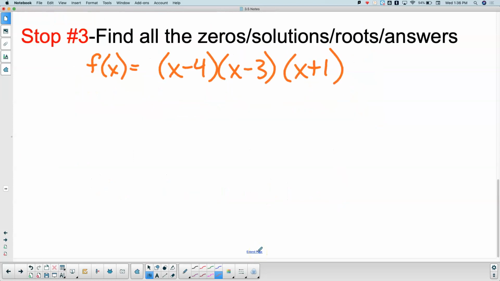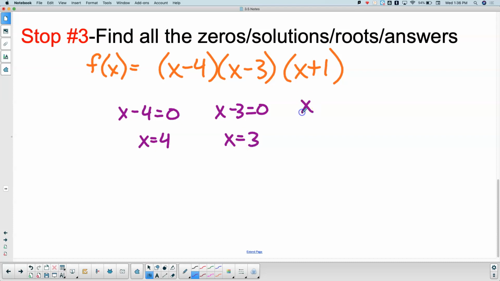And I'm going to say then, well, since it's completely factored, I can set the factors equal to 0. And then I can say that the 3 zeros, because it had a degree of 3, so I needed to get 3 zeros. My 3 zeros are negative 1, positive 3, and positive 4.